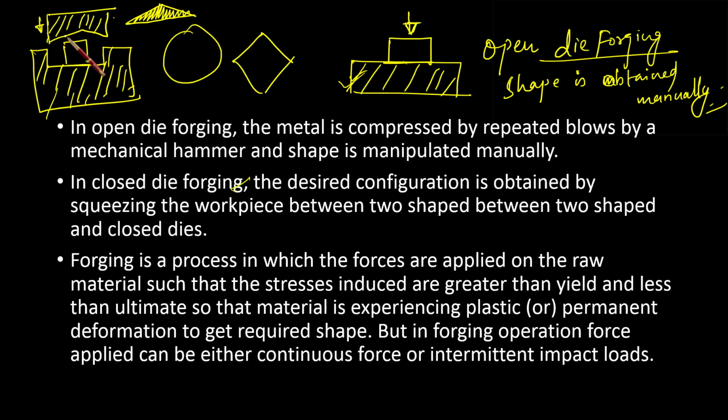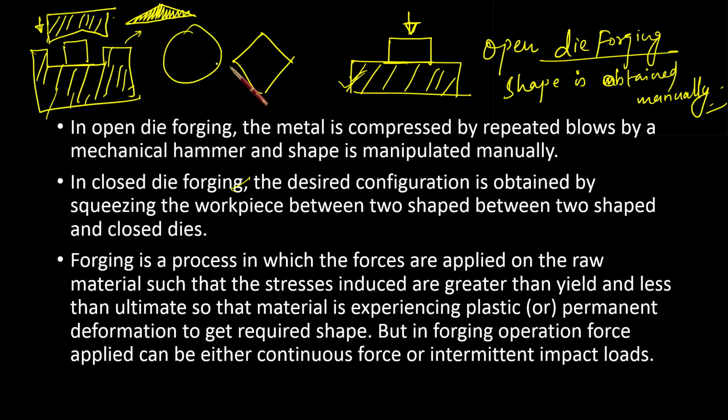Okay, so this will come down and you are going to get this kind of shape. This is the final one. Clear now? So that is closed die forging. Here, any kind of shape cannot be obtained. The die is made with a similar kind of shape, so that shape only you are going to get.